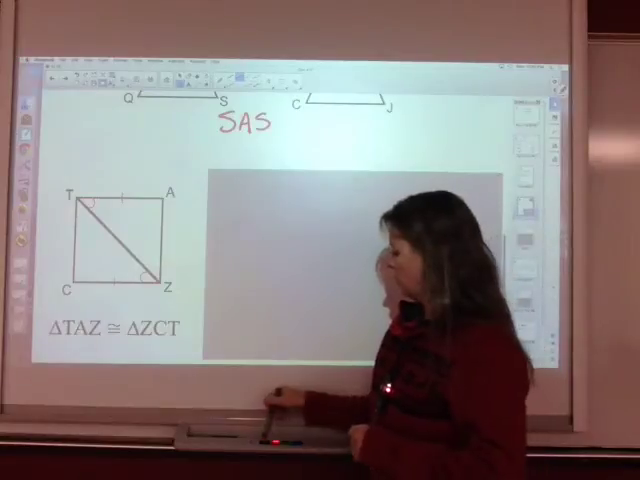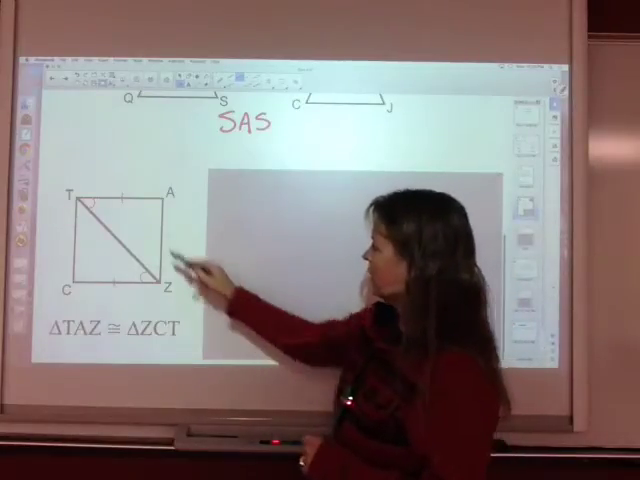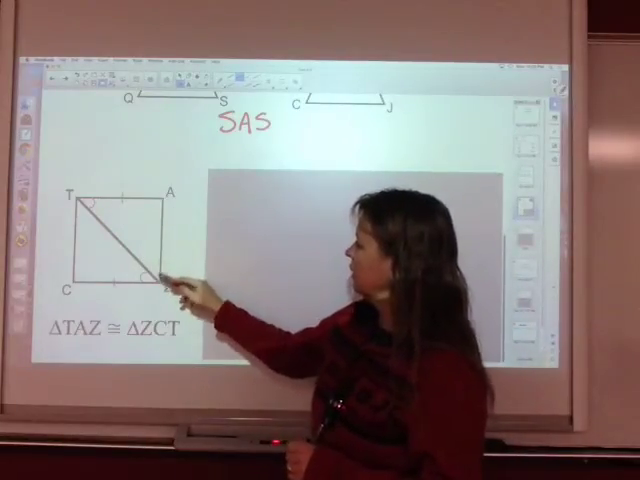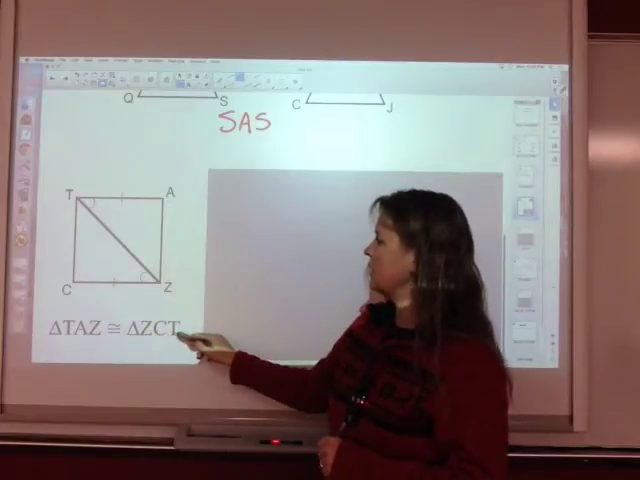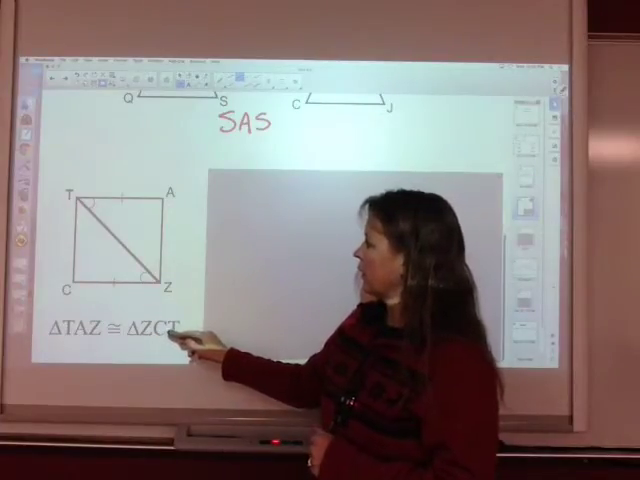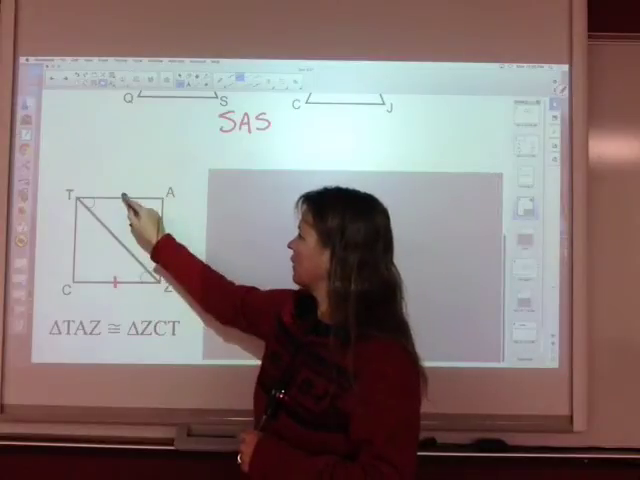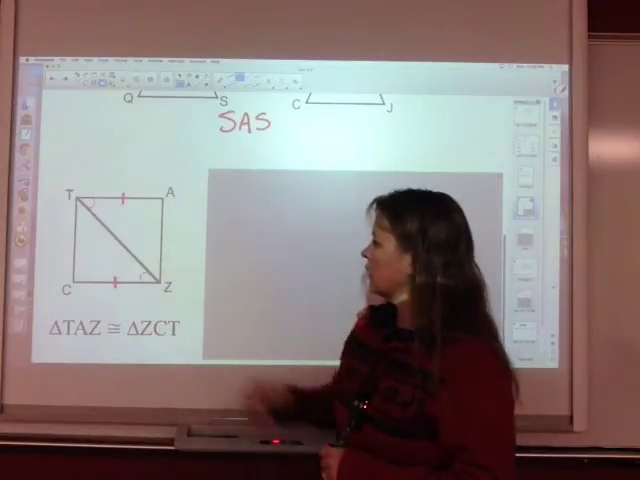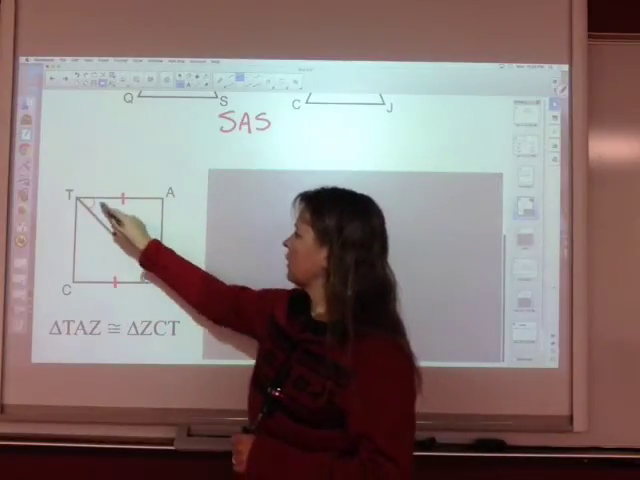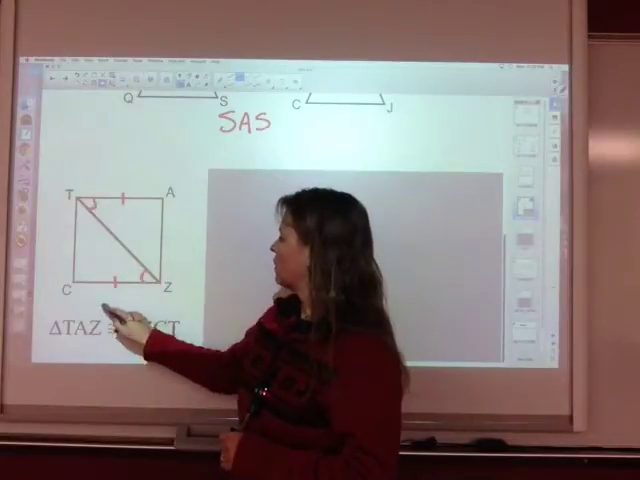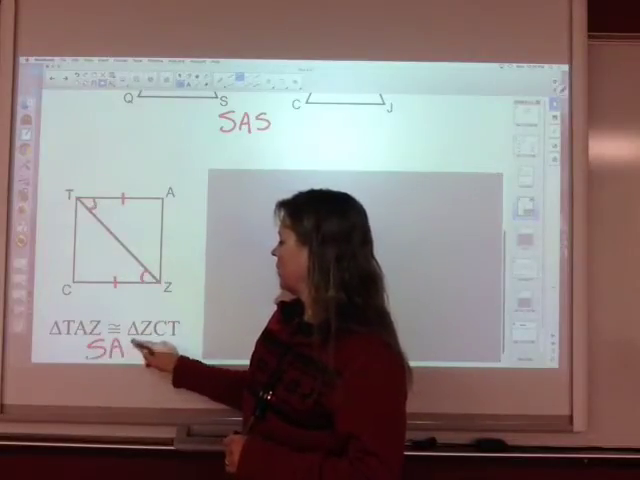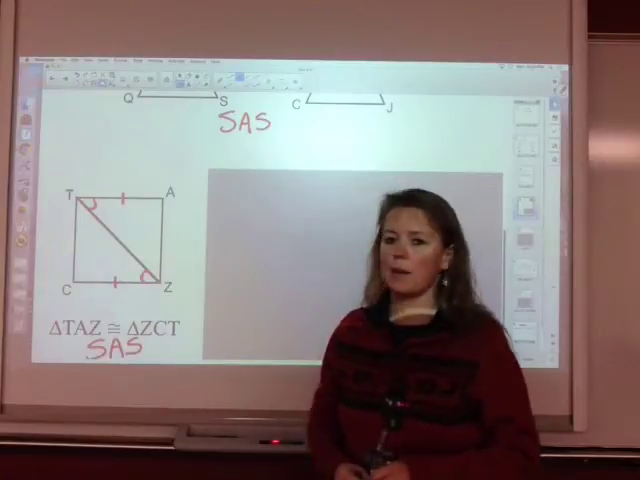Okay, so we're checking to see if triangle TAZ is congruent to triangle ZCT. We do know that this side is congruent to this side. We know that this angle is congruent to this angle. We're checking to see if there's a possibility that we could actually have side angle side. We don't yet.